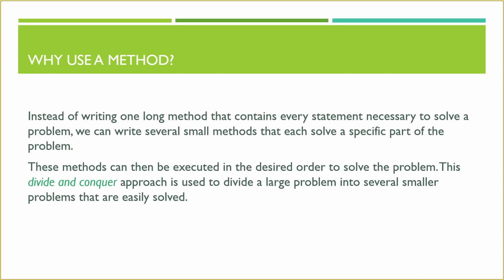So why do we care about using methods? Well, instead of writing one long method that contains every statement necessary to solve a problem, we can write several smaller methods that each solve a specific part of the problem. Again, going back to that sub-process idea from an algorithm. The methods that we write can then be executed in a specific order to solve the problem. And we call this the divide and conquer approach, which is used to divide a large problem into several smaller problems that are more easily solved.